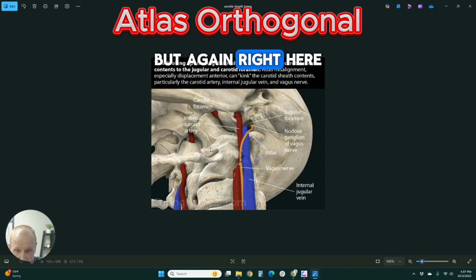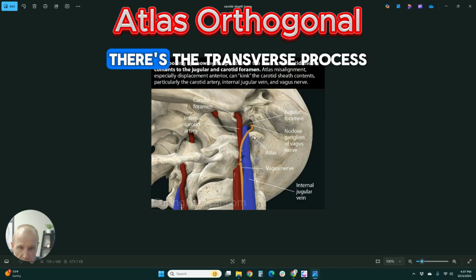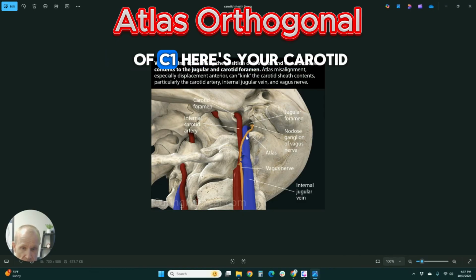But again, right here is your atlas. There's your C1 bone right there. There's the transverse process of C1. Here's your carotid. Here's your jugular. The vein that they have, or I'm sorry, the nerve that they have here in the diagram, here is your vagus nerve.